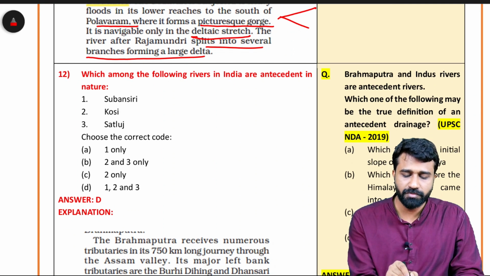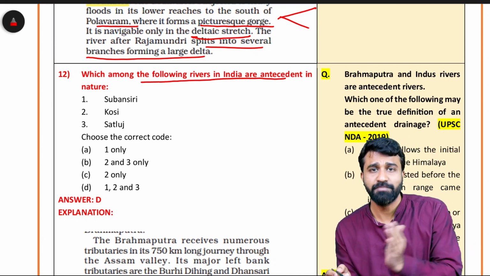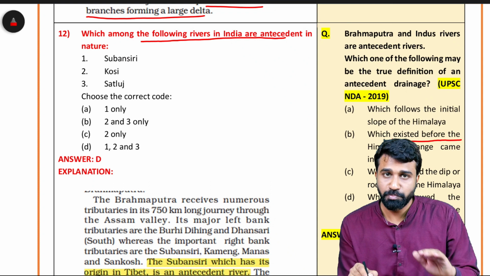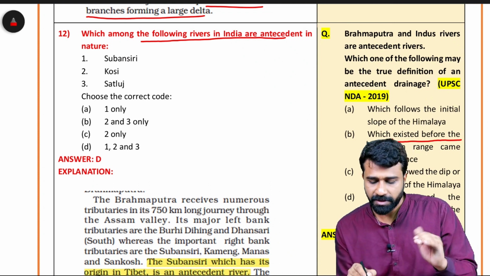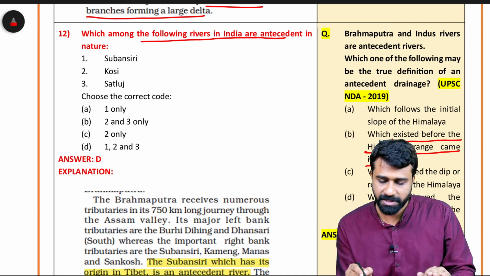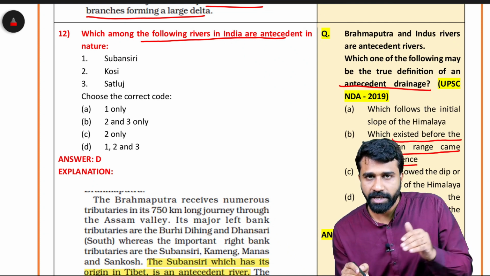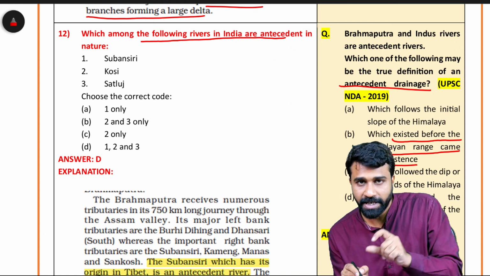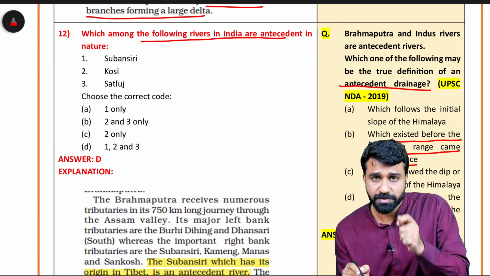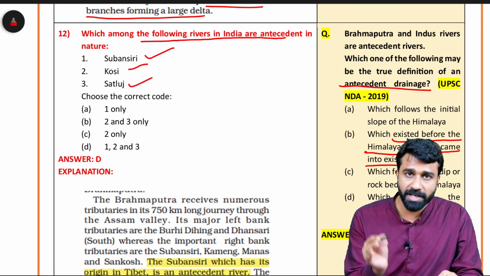Next, coming to the 12th question, which among the following rivers in India are antecedent in nature? That means the river was formed before the landscape was formed. That means the antecedent rivers existed before the Himalayan range formed. Before the Himalayan range came into existence, the river drainage pattern came into existence, that is an antecedent river, and this river cuts across the Himalayan ranges without changing its course because of its antecedent nature, and also it was formed before the landscape was formed in that place. And Subansiri, Kosi, Satluj, these were antecedent rivers.